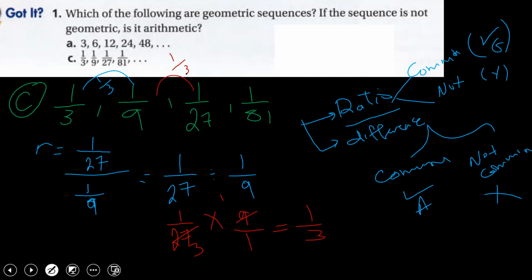So now, are all the ratios here common? Yes, look here, they are 1 over 3, 1 over 3, so they are common. So I will say it is geometric.